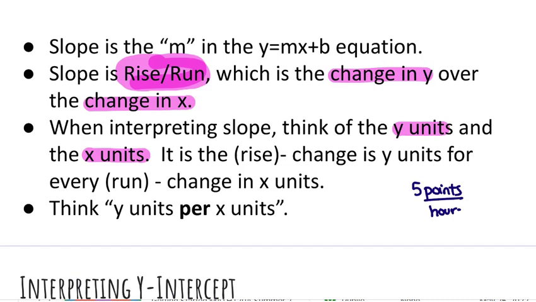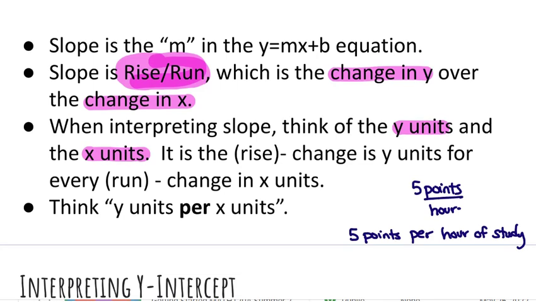So we always do the rise is the y, the run is the x. So think of the units. So we could say that the score increases by 5 points per hour of study. So think y units per x units when you're interpreting the slope. So slope is how the y is changing over how the x is changing. And the over, the fraction bar, we can replace with the word per in many cases. So again, 5 would be the number of points that your score changes per hour of study.